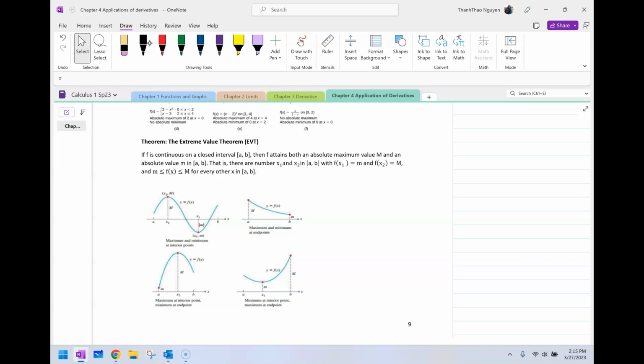Here we have a couple of different types of graph, and you can see that it doesn't matter how you draw a graph; as long as it's continuous here, you can find a minimum and you can find a maximum in a closed interval, of course.